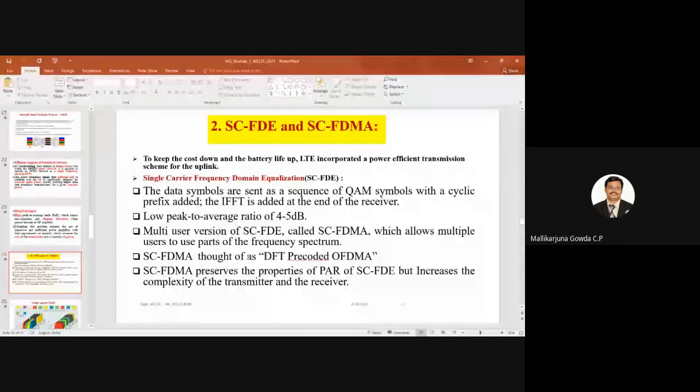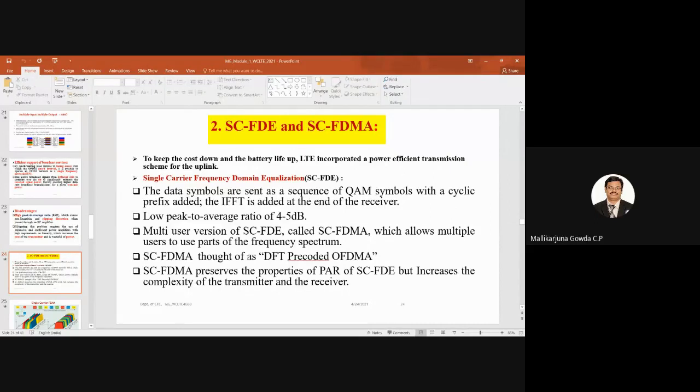Okay, OFDM has what problem? High peak to average ratio, right? To overcome that problem, we need to go for a better power amplifier which can increase the linearity of the amplifier, but it will cost more, right? And it is not power efficient. So to avoid that, we need to look at cutting down the cost, and in the meantime, we need to increase the battery life, right?